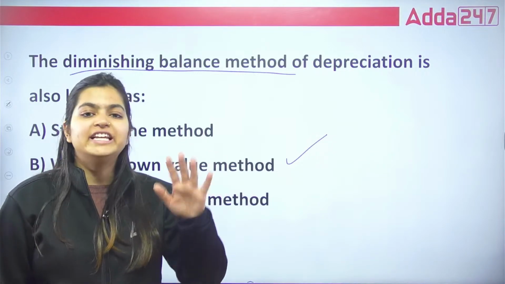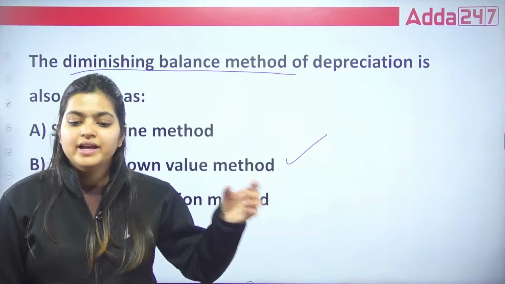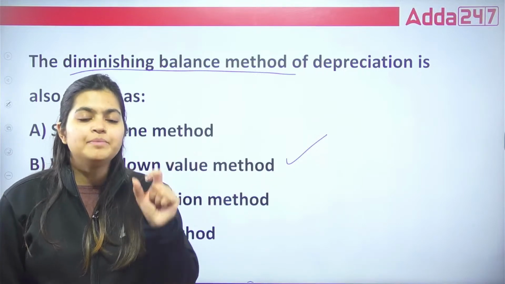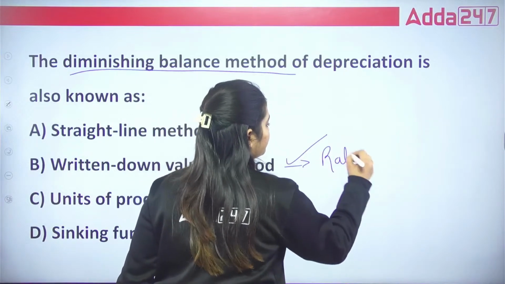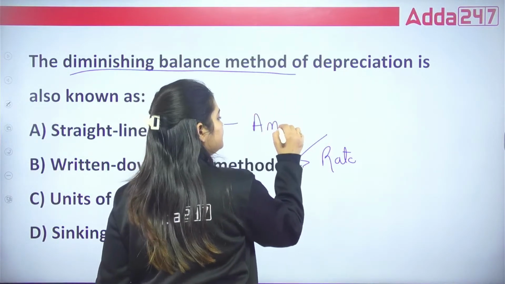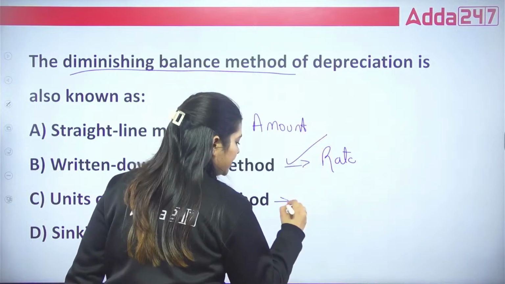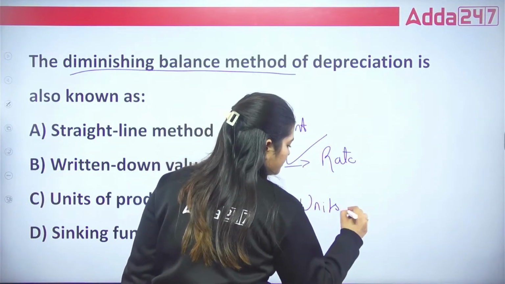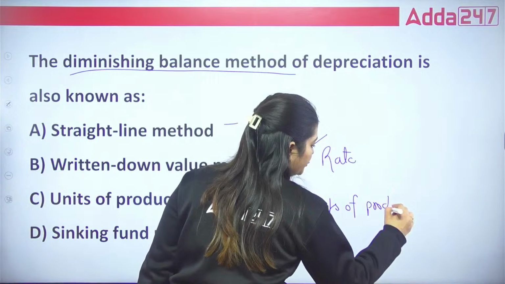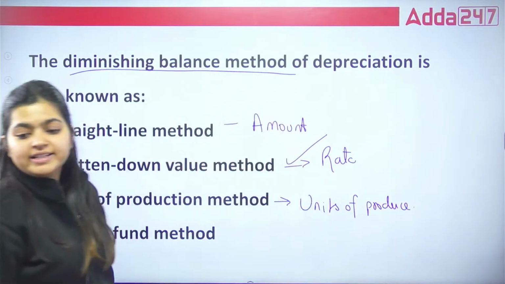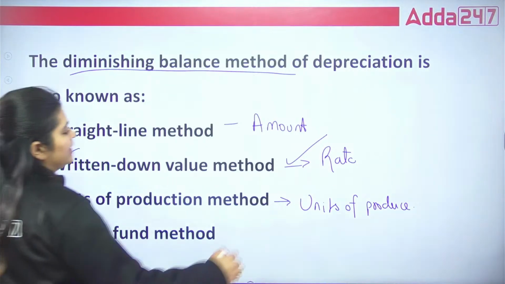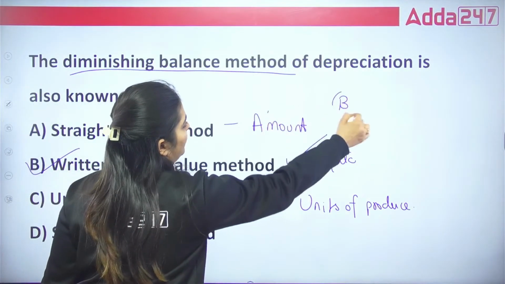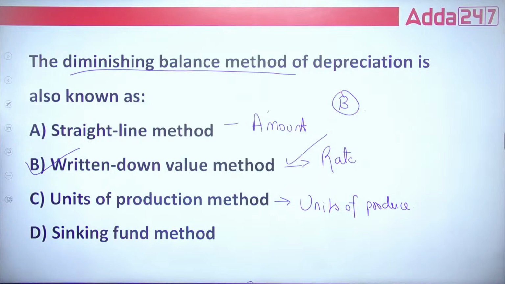SLM will keep your amount constant. Under WDV, you are going to keep your rate constant. Correct? Here rate, here amount, and here units that you produce. As per that, you are charging depreciation. So the correct answer is your option B, that is your written down value method, also known as diminishing balance method.